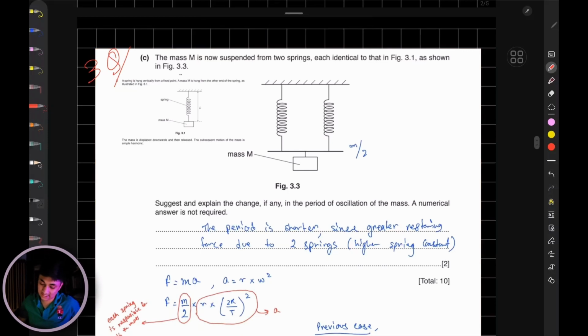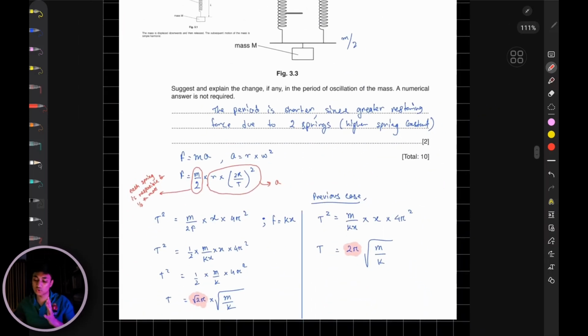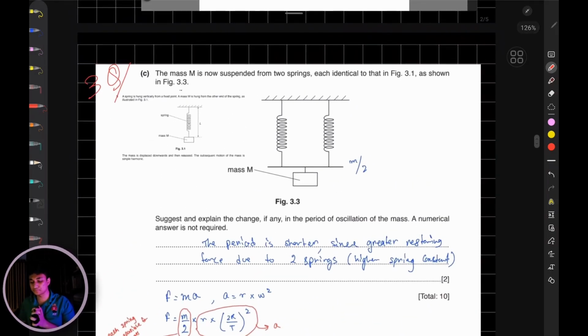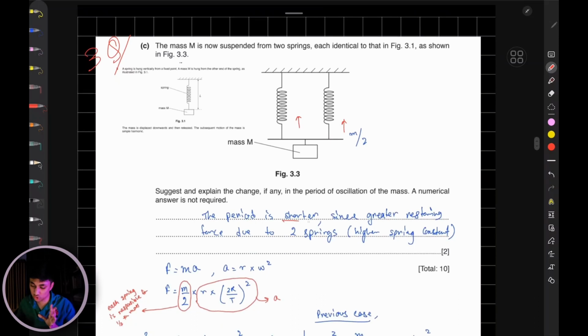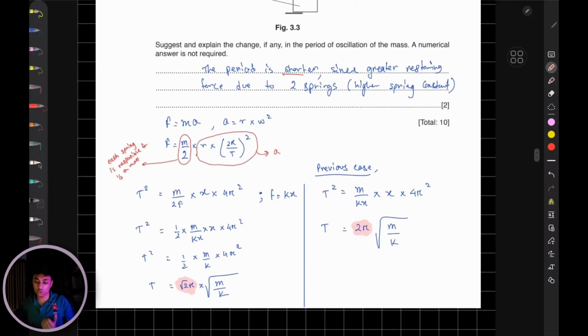Now the question they're asking is, suggest and explain the change, if any, in the period of oscillation of the mass. A numerical answer is not required. To prove this, by the way, I will show you a derivation. You can easily say that since there is greater amount of pulling force, that is restoring force, since there are 2 springs right now, your period is going to be shorter, right? Because now 2 identical springs are pulling the same amount of mass, which is why period is going to be shorter. You can easily answer it that way, but I'm going to show you a small derivation such that you can prove it mathematically as well.